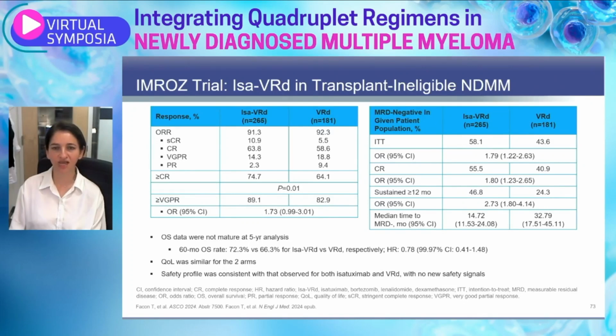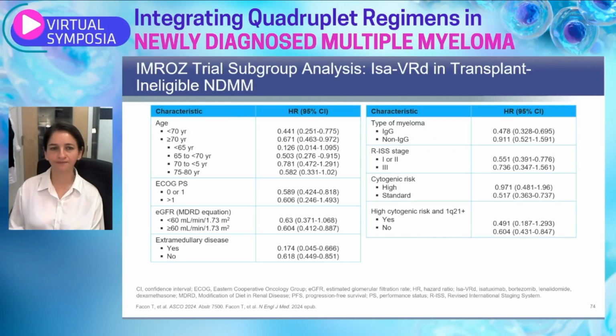Now, if you look at the IMROS trial again, and if you look at the overall response rates, there was an improvement in the VGPR rate of the quadruplet compared to the triplet. And specifically, even in this patient population, we are looking at MRD negativity rates. And if you look at MRD negativity rates, those were increased in the quadruplet compared to the triplet. And the median time to MRD negativity was also substantially different, wherein within 14 months you saw an MRD negative rate with the quadruplet compared to the triplet.